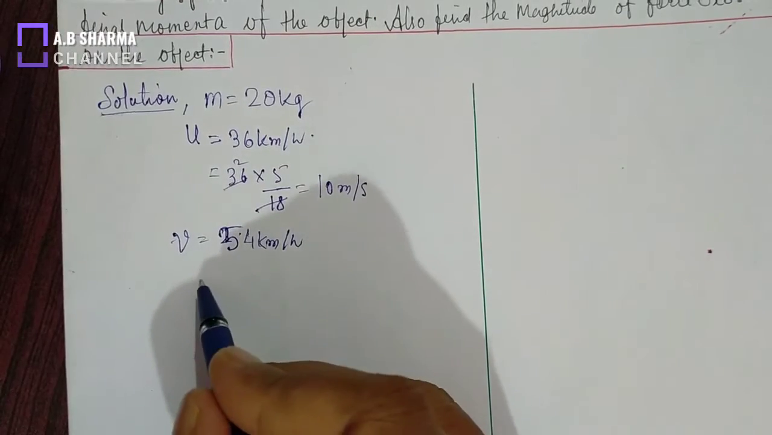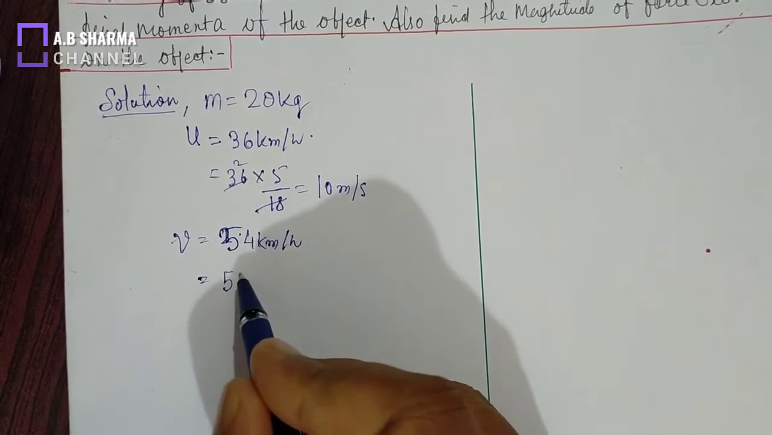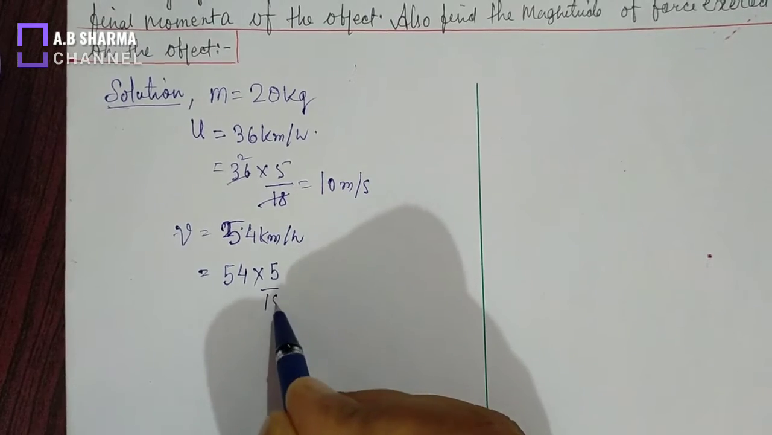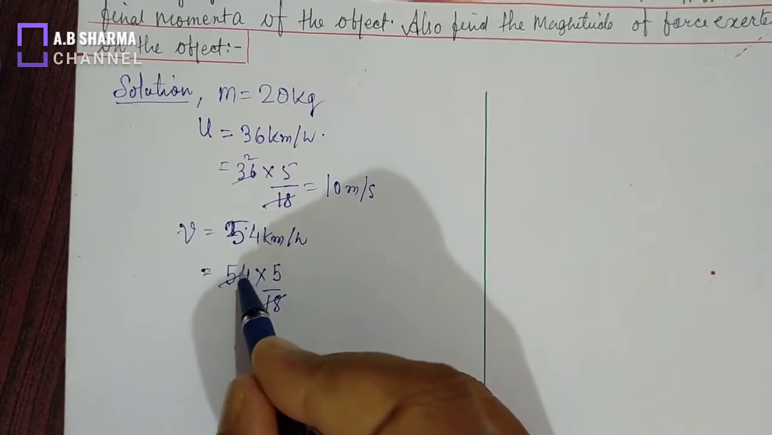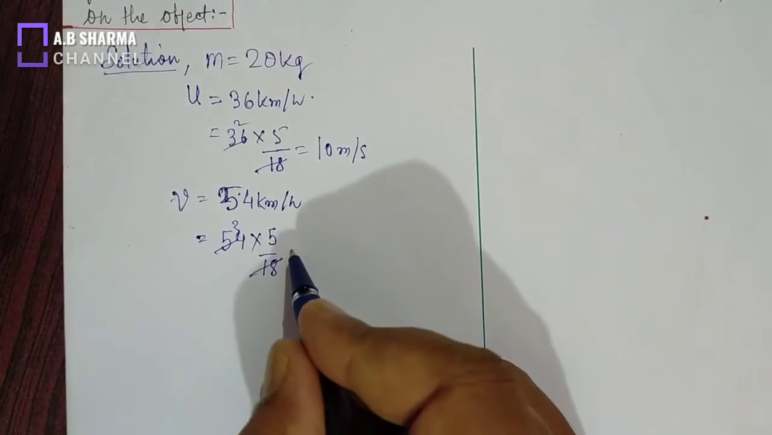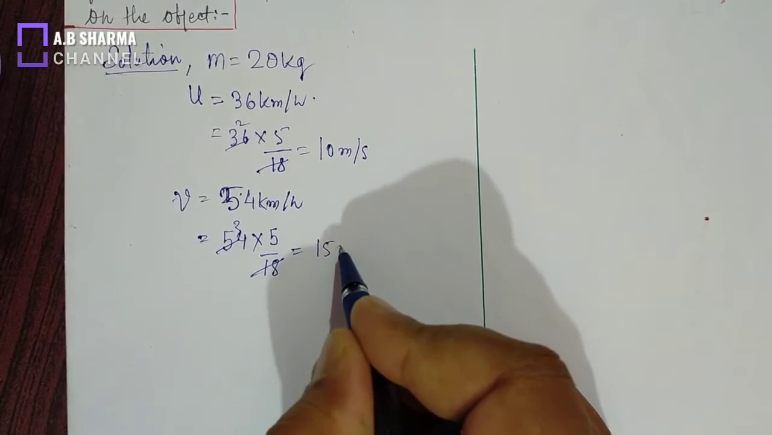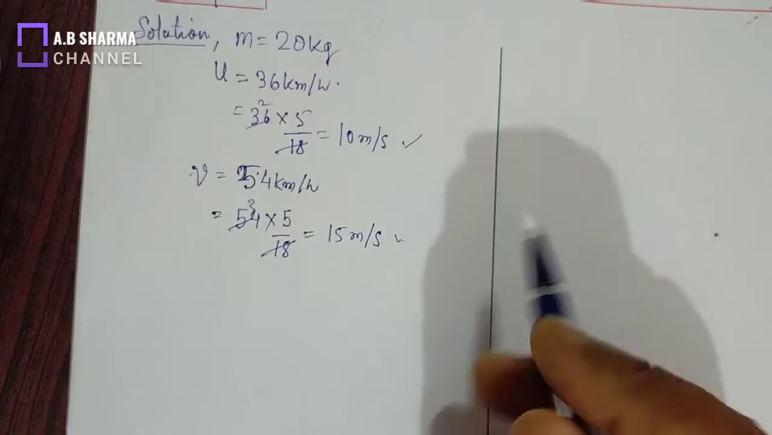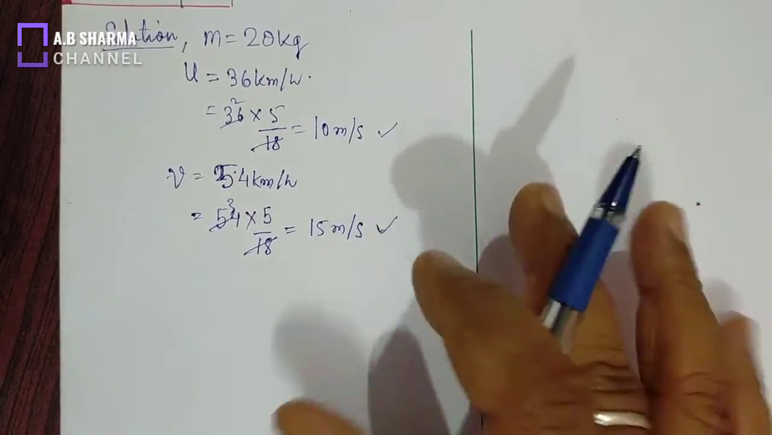And 54 km per hour is converted into meter per second. So we have to multiply by 5 over 18. 18 threes are 54, 5 threes are 15 meter per second. We have calculated initial velocity and final velocity.